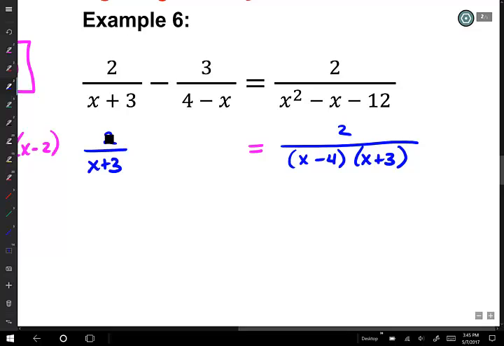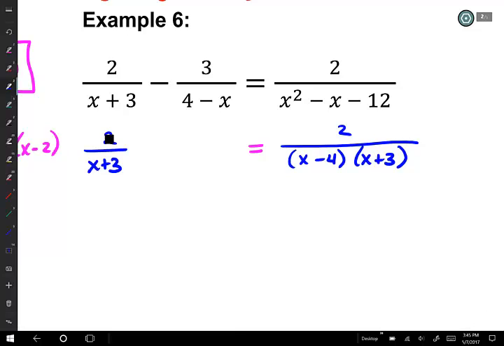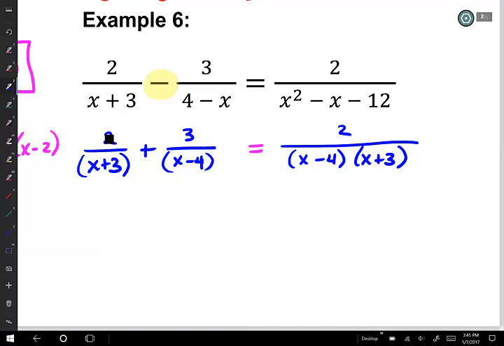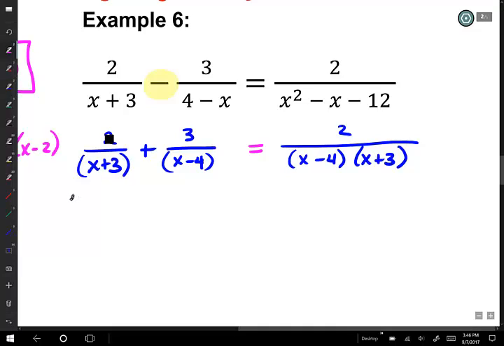A couple days ago, we had problem 40 on the homework assignment where we talked about the idea of opposites. And x minus 4 and 4 minus x are opposites. So what we can do here is we can change the minus out front to a positive, and we can change the 4 minus x in the denominator to x minus 4. This is going to allow us to have a very straightforward LCD of x plus 3 times x minus 4. Let's multiply each fraction by that LCD.